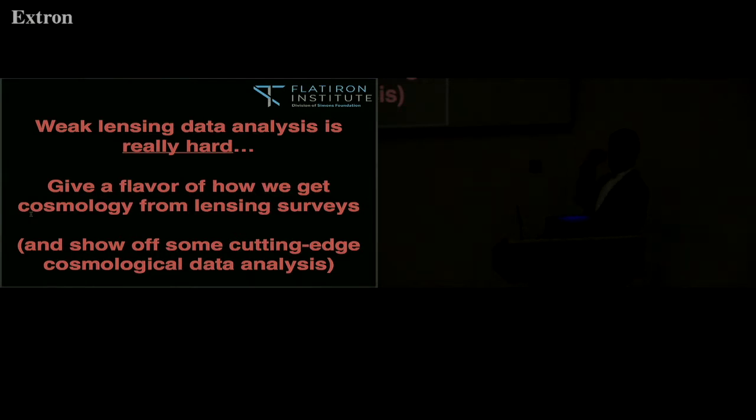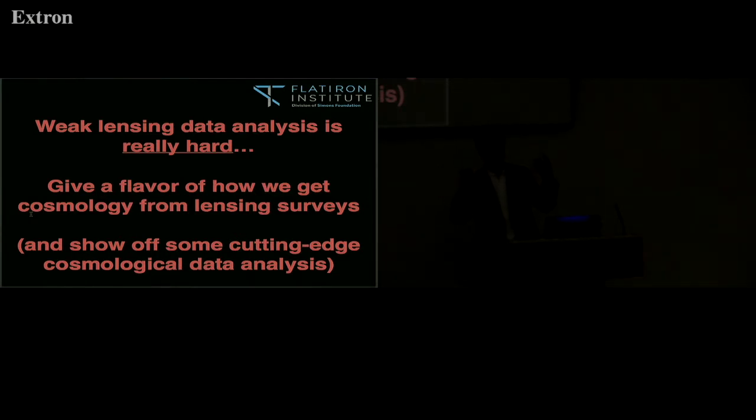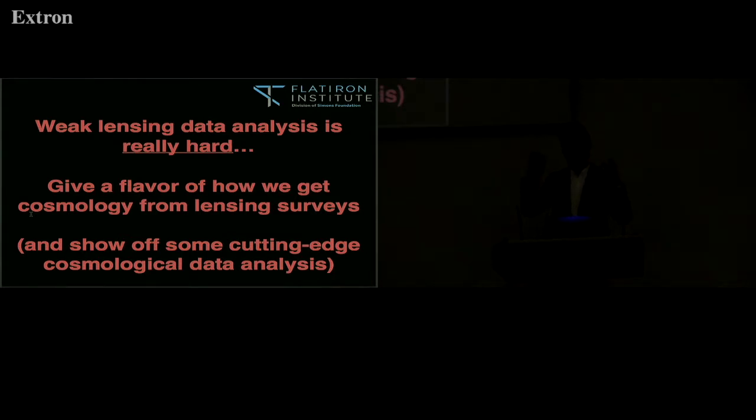So I'll try and give you a flavor of why weak lensing data analysis is so hard and why there's been so much suspicion in the community at large about it. And then I'll try and give you a flavor of how we actually extract cosmology from weak lensing surveys, at least in the way that I personally think about it. And I'll try and show off some of the cutting-edge cosmological data analysis techniques that we're using, where we're doing these monster analyses inferring 1 million parameters all at the same time, which sounds mental, and it is a bit mental. So if the only things you take away from this is weak lensing is really hard, and we're really mental for trying it, that's fine.